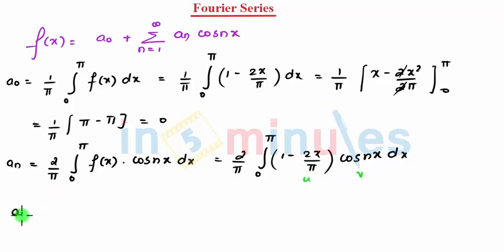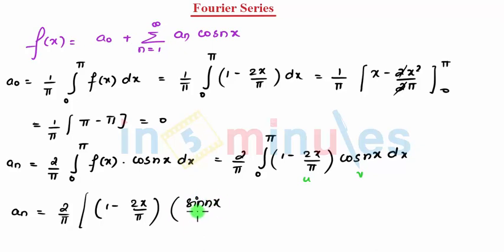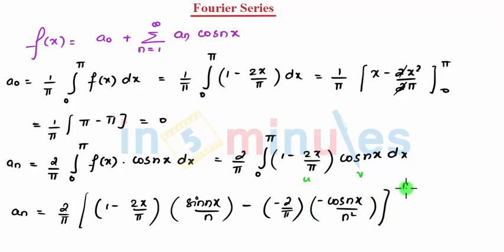So I get an equal to 2/pi, then (1 minus 2x/pi), then the integration of cos is sin nx divided by n, then minus, the differentiation of this will be minus 2/pi, and again the integration is minus cos nx divided by n squared, where your upper limit is pi and lower limit is 0.